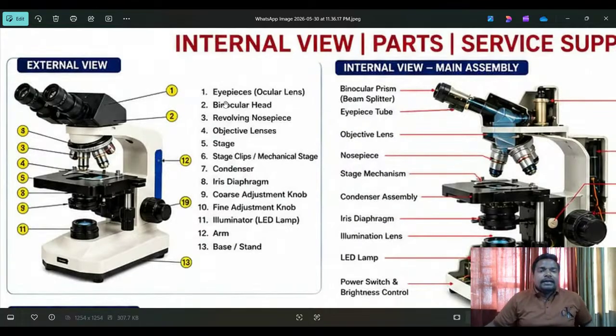See the internal parts here. First is the eyepiece or ocular lens. Number two, binocular head. Number three, revolving nosepiece. Fourth, objective lenses. Fifth, stage. Sixth, stage clips or mechanical stage. Seventh, condenser. And eighth, iris diaphragm. See, I have given the labeled parts.